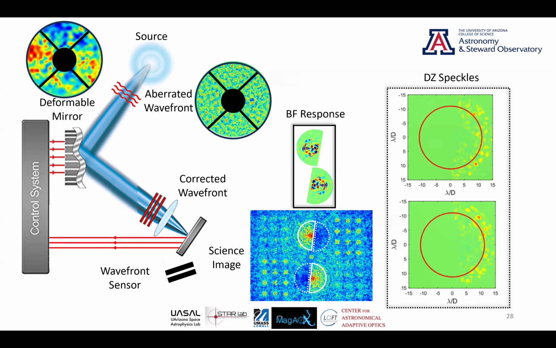And so that glorious green is your 0 point. I apologize for that. The red line is the control radius of our DM. It's about 10 lambda over D, because like I said, for some reason we weren't fully illuminating the DM at the time, and we had about 20 actuators across.